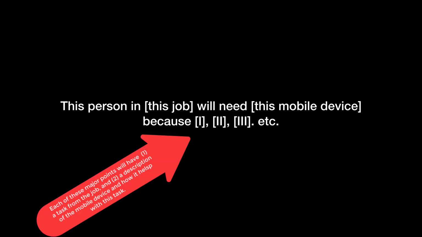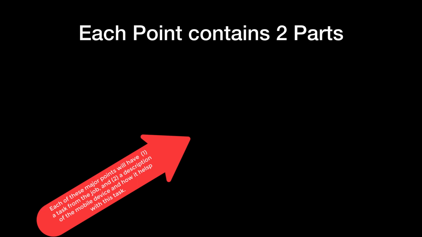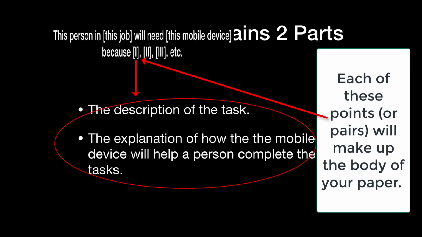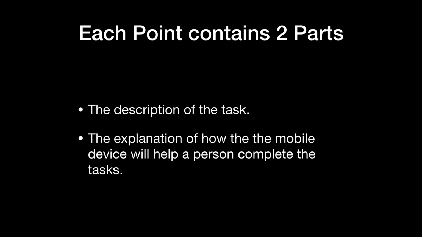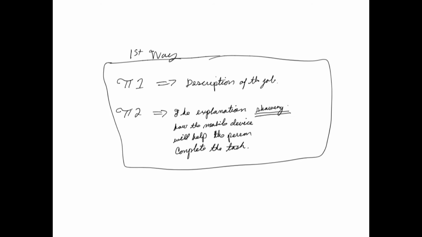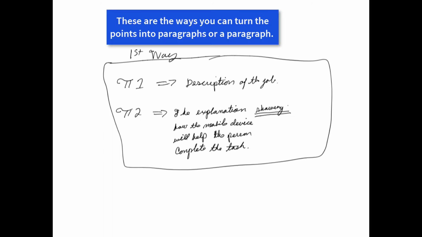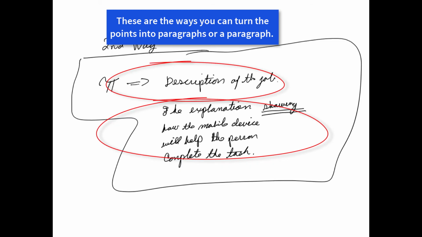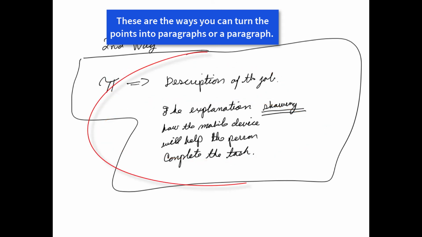So let's go back. Each of these major points will be in the body of your paragraph. Each point contains 2 parts: the description of the task from the job, and an explanation of how the mobile device will help a person complete that task. Now, how do you write these into body paragraphs? Well, the first way is to split them up into a paragraph each, like I mentioned before. And the second way is just to put it all in one paragraph.